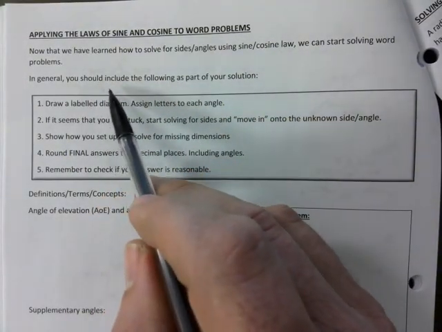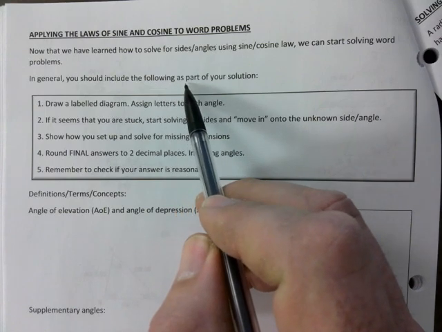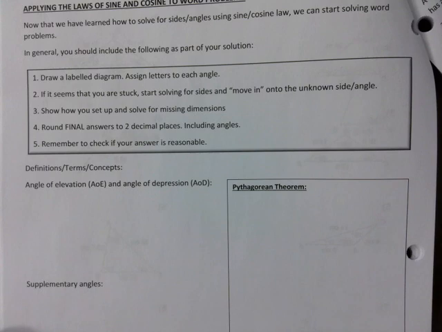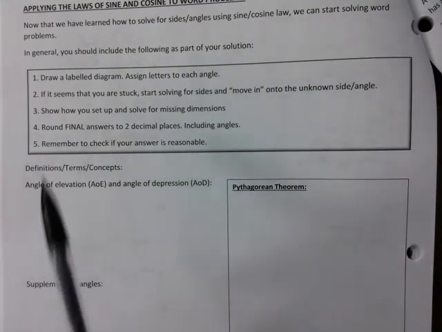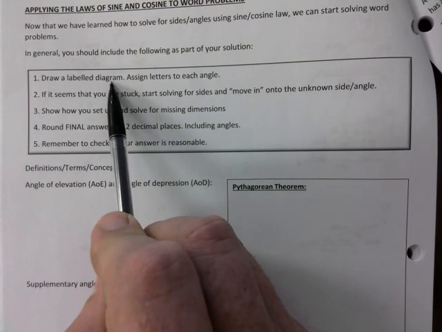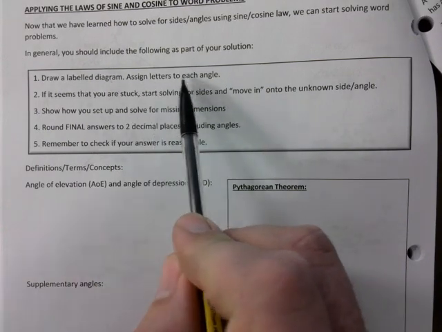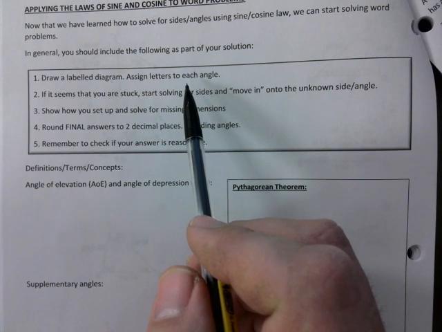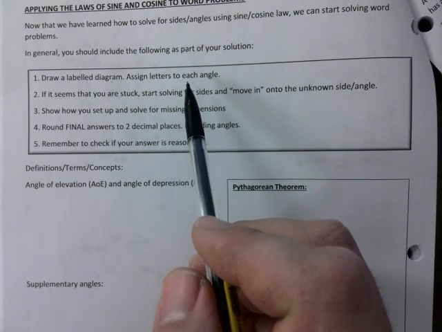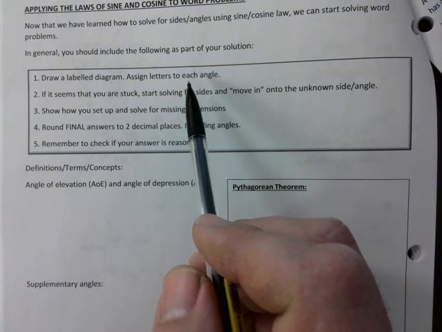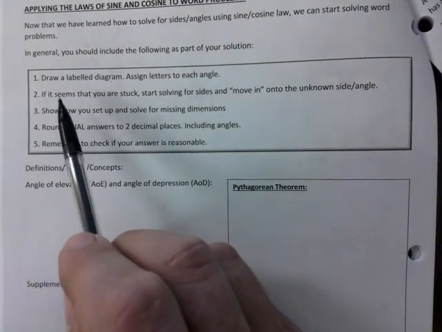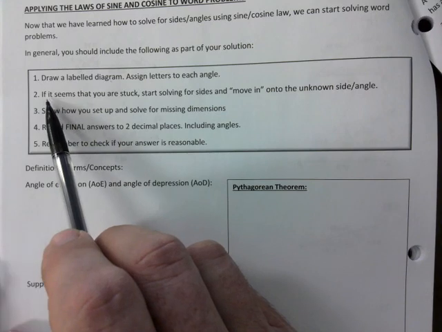In general, you should include the following as part of your solution. This is just a guideline. Some students like to know A, B, C, do it this way, but we'll be drawing a diagram and assigning letters to each angle. So if it's, for example, a tower, then call that angle a T, right? Or something that is relevant in that situation. You can go A, B, C as well, but I tend to use letters that pertain to the situation.